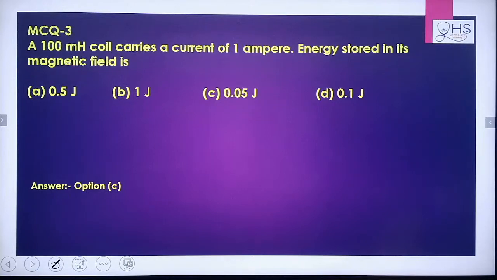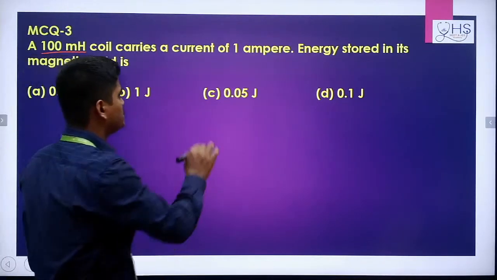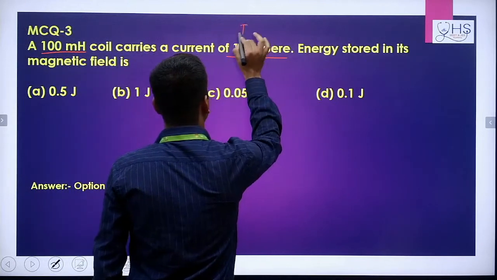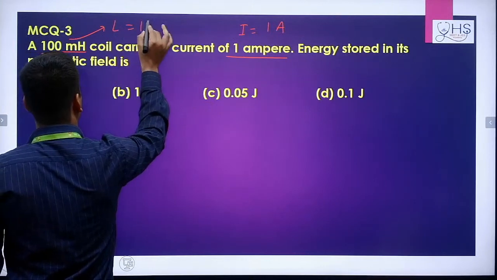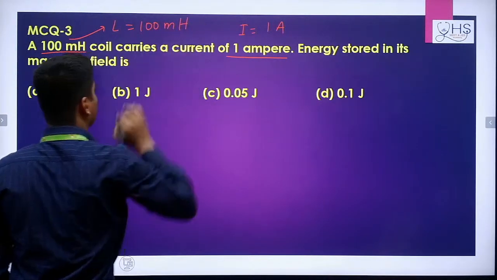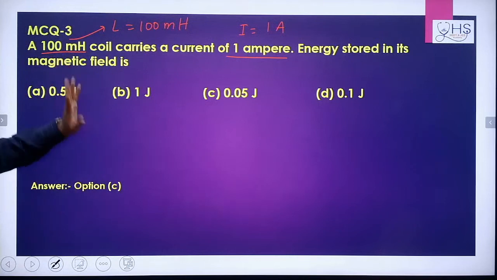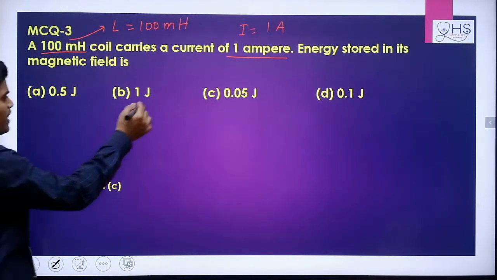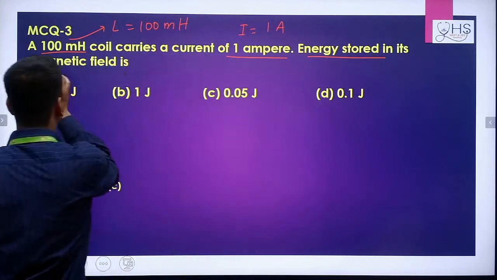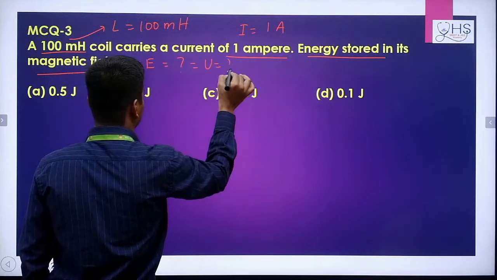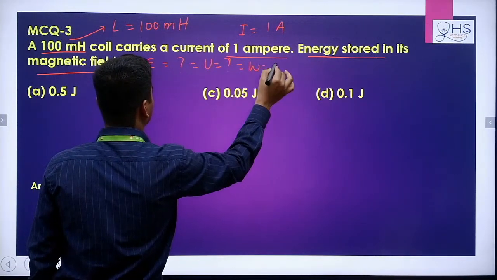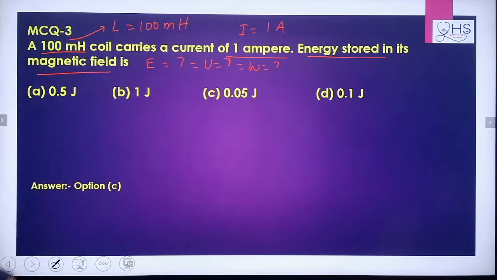Now, a 100 millihenry coil carries a current of 1 ampere. So the L value is 100 millihenry, and the current I is 1 ampere. Milli means 10 to the power minus 3. Millihenry is not an SI unit, so you have to convert to SI, meaning only Henry will be there. Then what is the energy stored in the magnetic field? Energy stored means you have to find E or basically U, or W you can say.